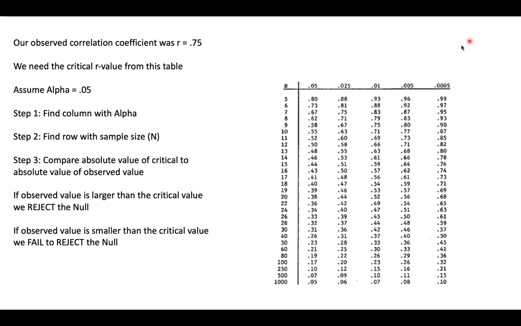Just like we did for chi-square and just like we did for single sample t-tests, we have a critical value table for correlation coefficients. We can see it here.